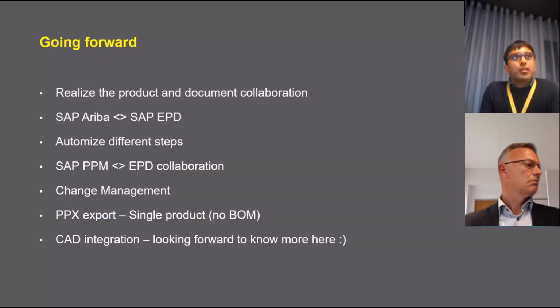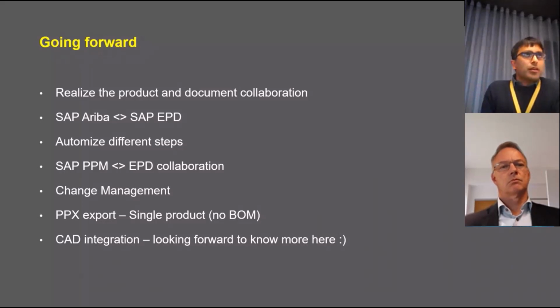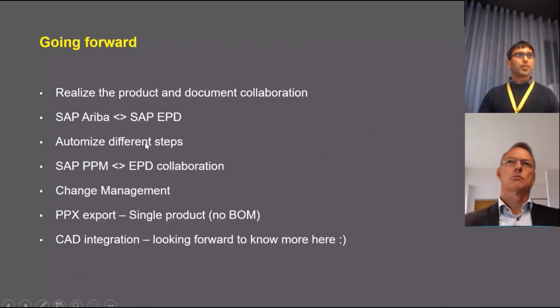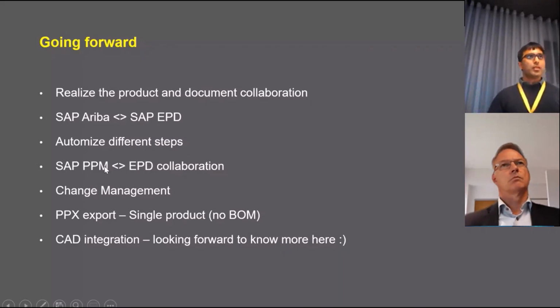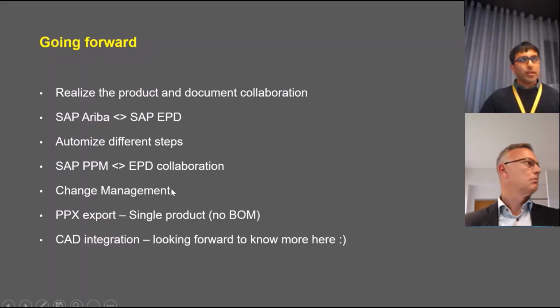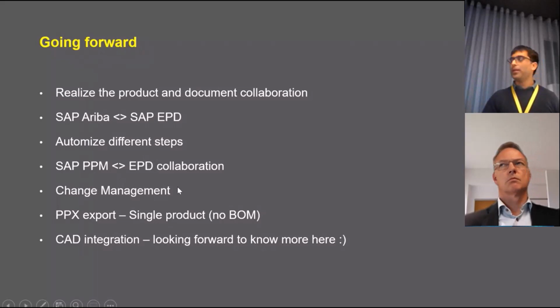But then our plan is to automate everything so that we don't have so many human errors, something we can get rid of, so that we use the EPD APIs to automate this. And then we have PPM coming, we have a plan to use PPM. We see this PPM EPD collaboration already existing, so we will try to use that as well. And then we have the change management. Once we produce a product and it's in the market, but then we have some engineering change, we can collaborate with the EPD.